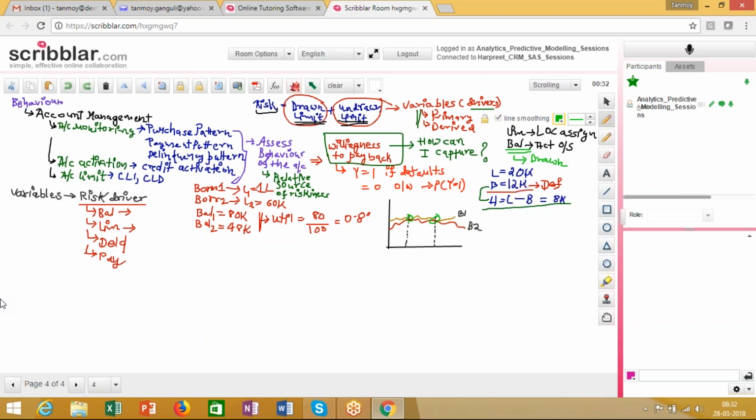Now to assess who is more risky, I need to look into not only the billing side of the story but also the payment side of the story. So how much of the balance outstanding do these two borrowers pay back on a regular basis? That is where we bring in the concept of payments.